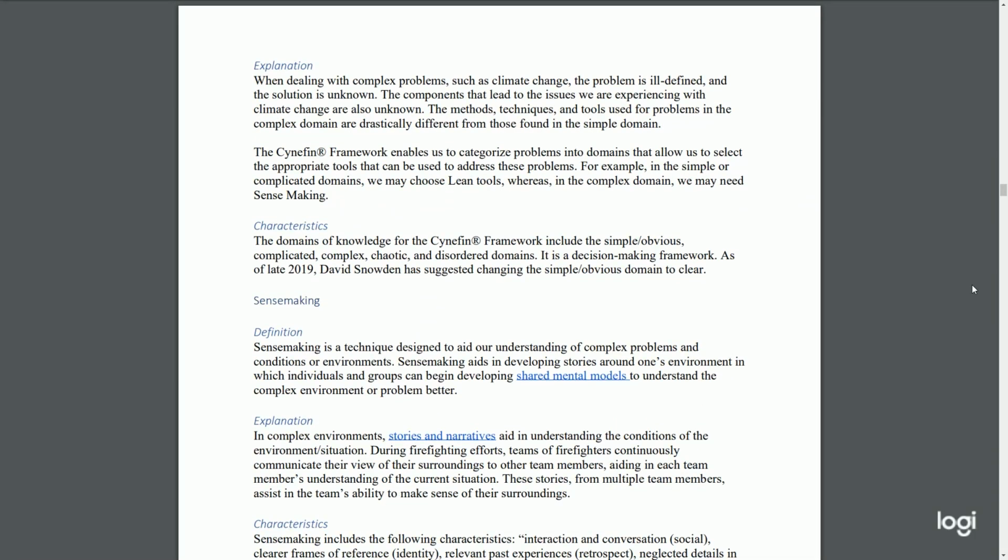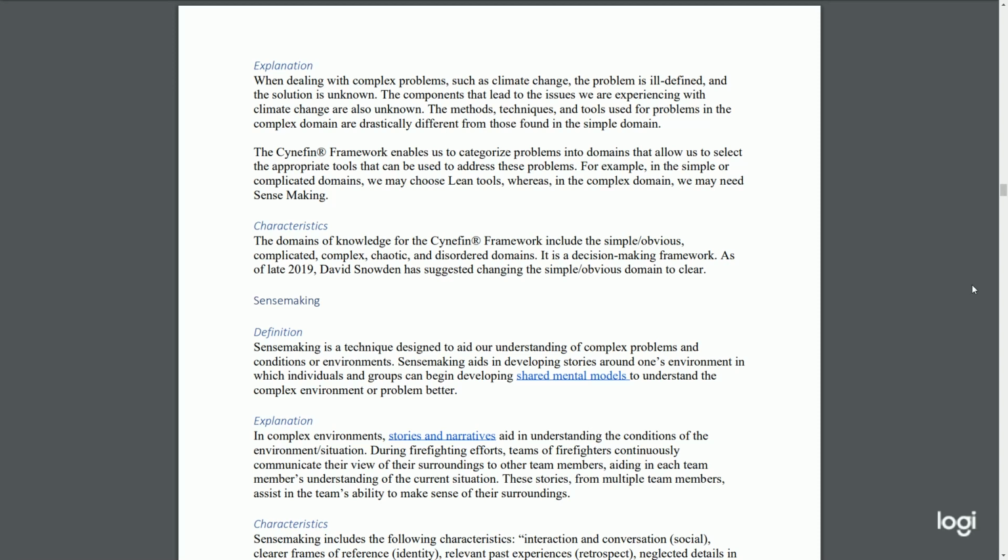Explanation. When dealing with complex problems, such as climate change, the problem is ill-defined, and the solution is unknown. The components that lead to the issues we are experiencing with climate change are also unknown. The methods, techniques, and tools used for the problem in the complex domain are drastically different from those found in the simple domain. The Cynefin Framework enables us to categorize problems into domains that allow us to select the appropriate tools that can be used to address these problems.